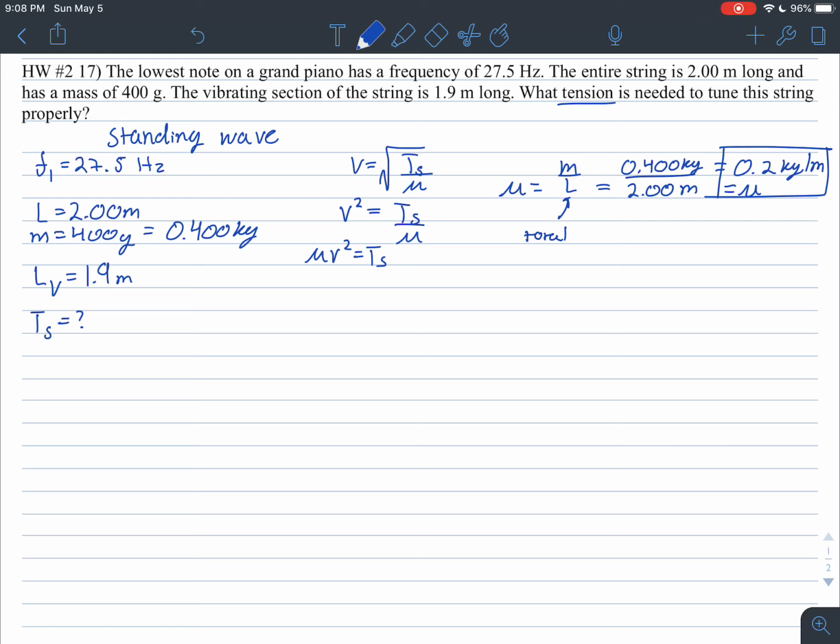We're given the fundamental frequency. If you recall also, the fundamental frequency is equal to velocity over 2 times length. So we can isolate v to get 2 times length times the fundamental frequency equals velocity. Since we now have mu and velocity, we can plug these values into the tension equation. First I will plug in the velocity to get mu times (2 length fundamental frequency) squared equals tension.